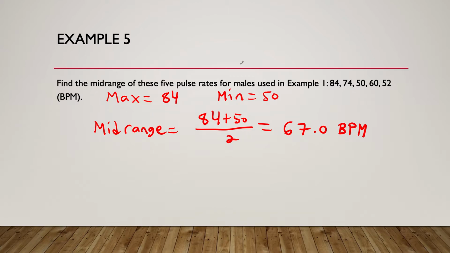But let's say, for example, we want to find the mid-range of these 5 pulse rates for males from example 1. So 84, 74, 50, 60, and 52. Maximum is 84, minimum is 50. The mid-range takes the mean of those two values and gets 67.0 beats per minute.